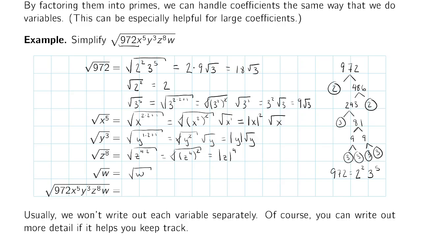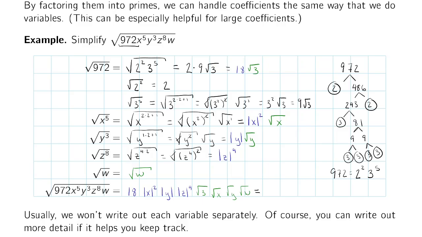Okay, again, I can put these factors together in whatever order I want. So I'm going to take the stuff outside the roots first. So I'll have 18 times the absolute value of x squared times the absolute value of y times the absolute value of z to the 4th. And then I'm going to have the stuff inside the roots. So that's square root of 3, square root of x, square root of y, square root of w.